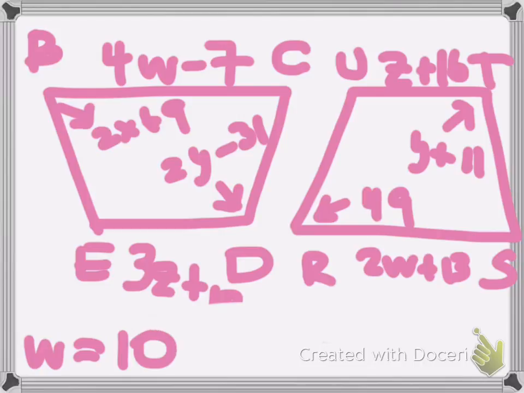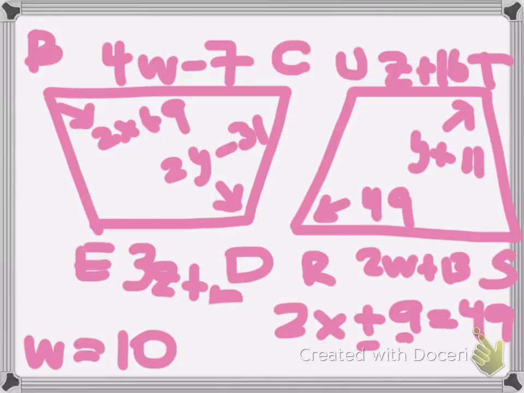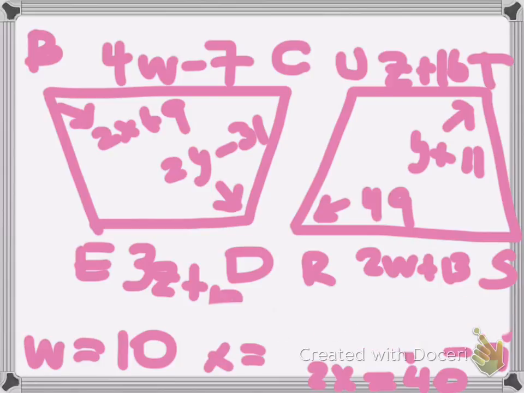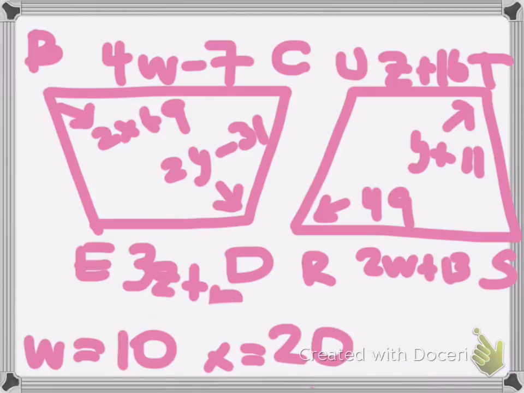Now we move on to, let's do the x's. If you see there's only one x, but if you see 2x plus 9 where that is, angle B corresponds with angle R. So we're going to do 2x plus 9 equals 49 and solve for x that way. So x would be 20. Now I'm running out of room here, so we'll do the next two on the next page.